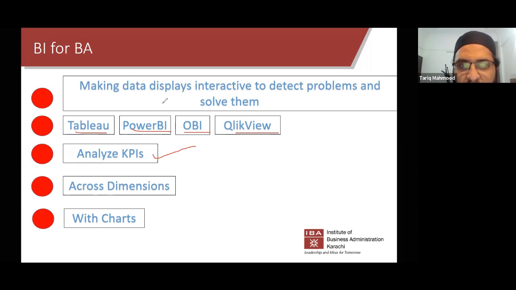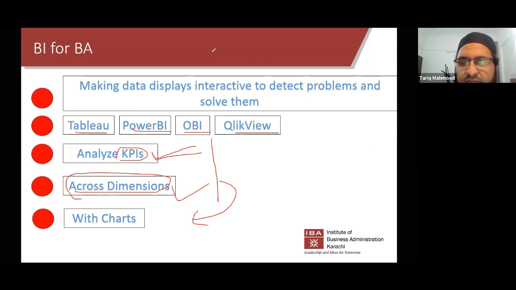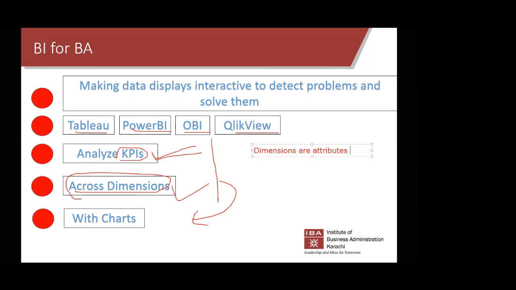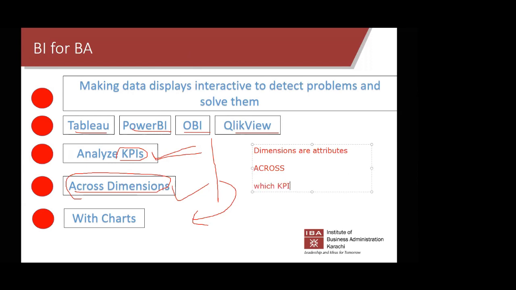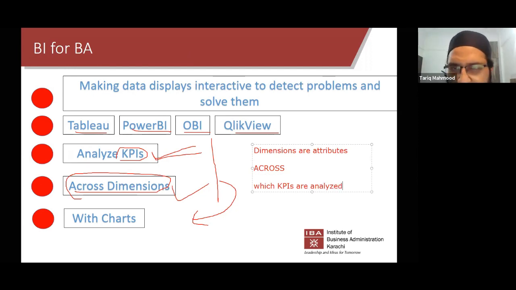So in BI tools, I'm analyzing the KPIs, but I am analyzing them across the dimensions. That's what you need to understand. And I'm doing this with the charts. What are dimensions? पता है किसी को dimensions क्या होती हैं? So I'll just write this down here. Dimensions are attributes. Okay. Across which, KPIs are analyzed. What have I written here? Dimensions are attributes across which KPIs are analyzed. That's the word that you need to keep in mind, across.